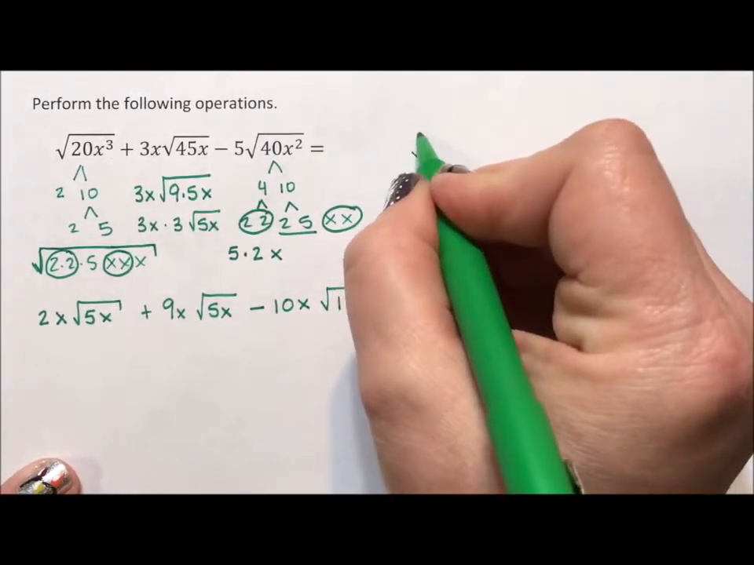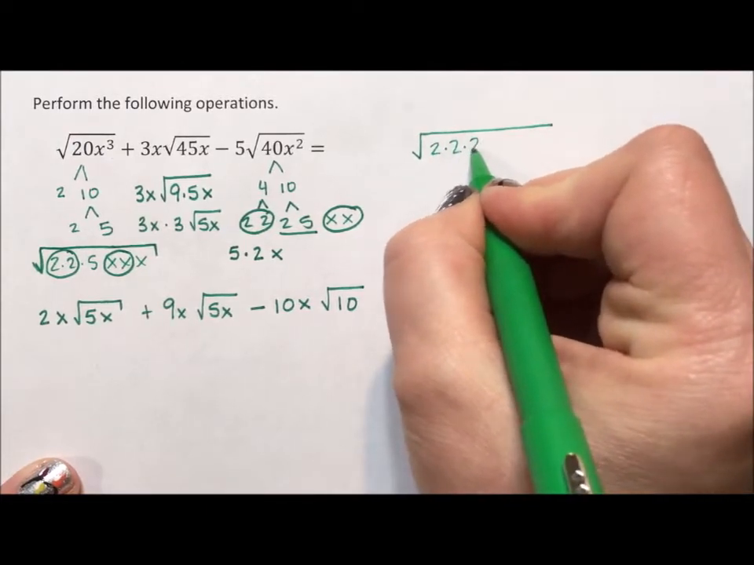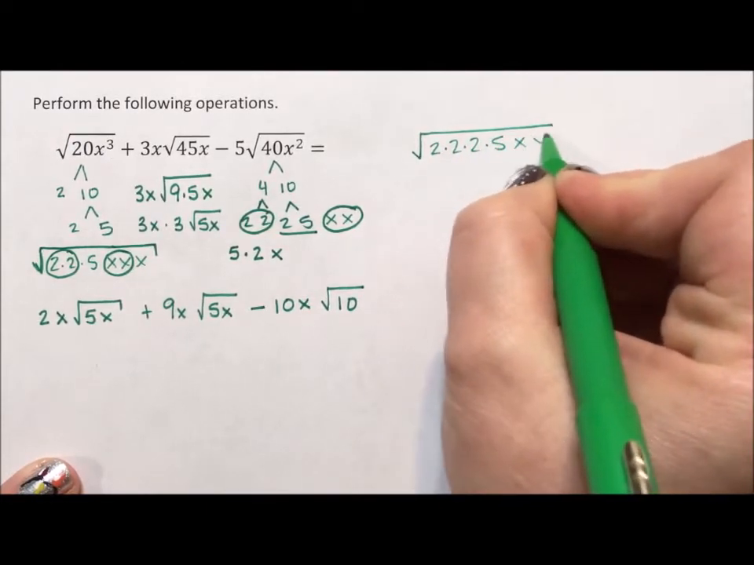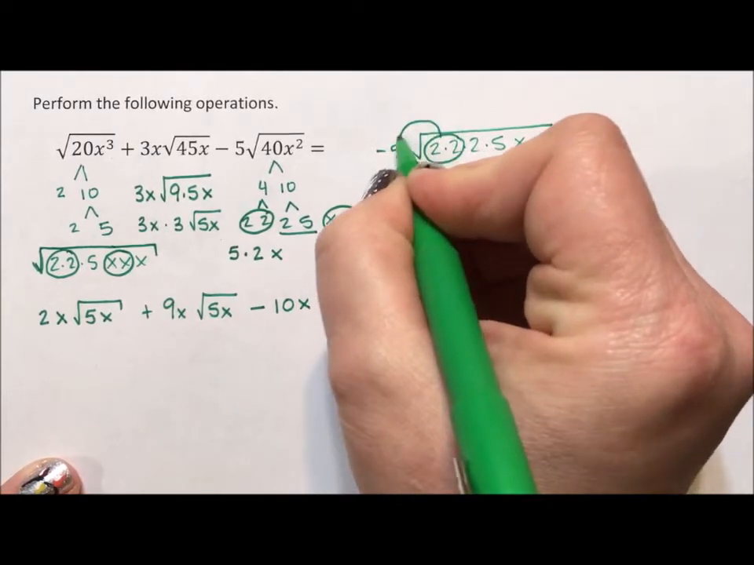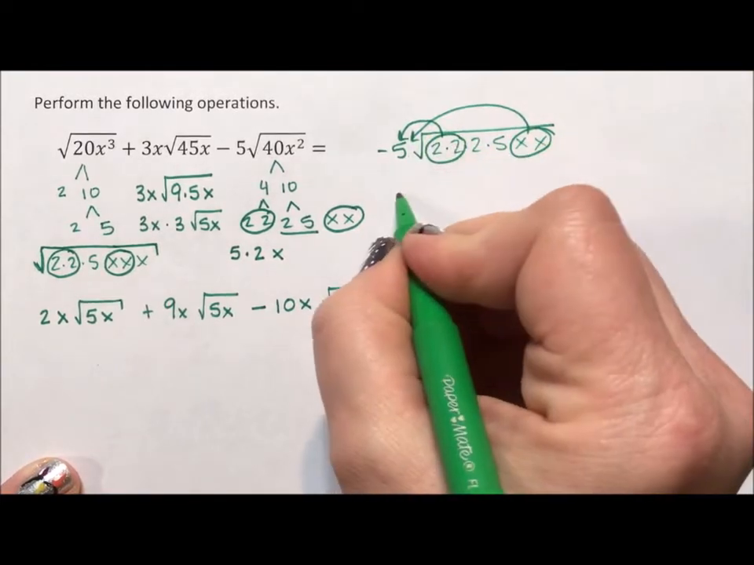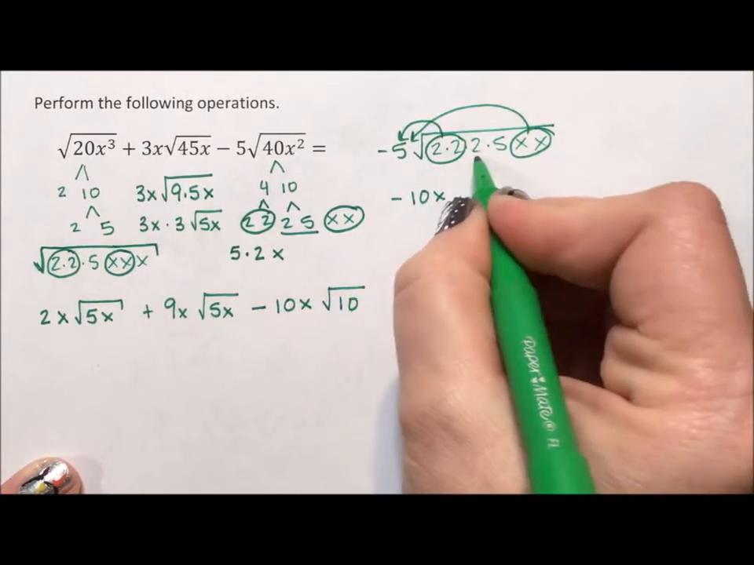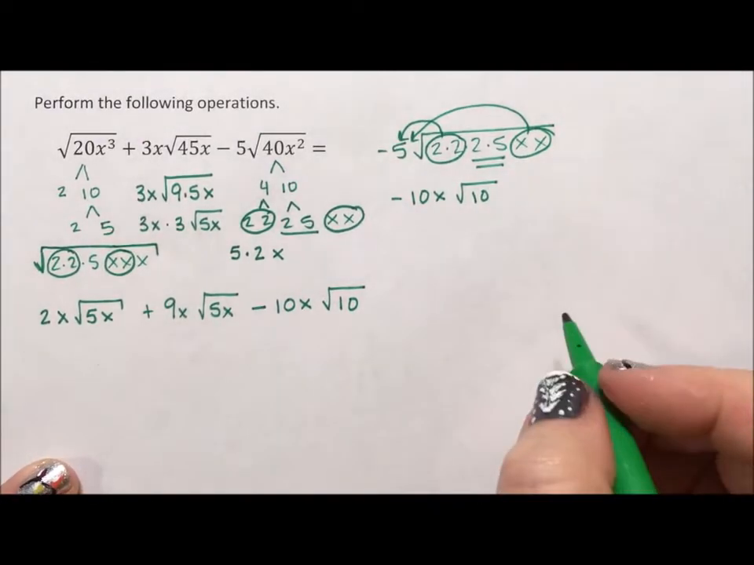If I write it over here again, just to kind of show you what's going on, I have 2 times 2 times 2 times 5x times x, and there was a negative 5 out front. The 2 multiplies to the 5. The x multiplies to the 5, and that's where I got the negative 10x, and those two stayed under the radical, which is what gave me the square root of 10.